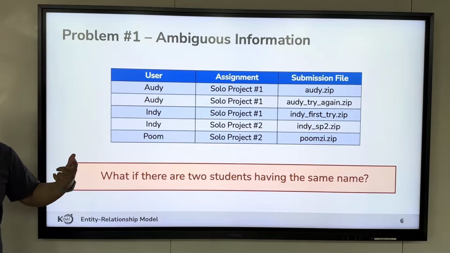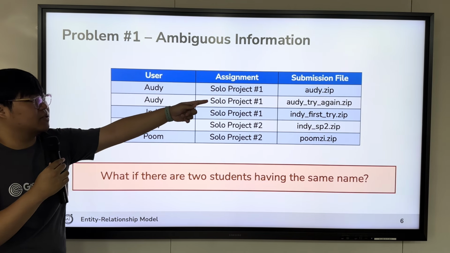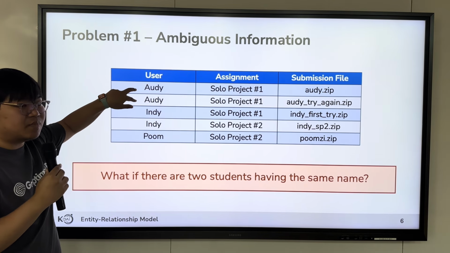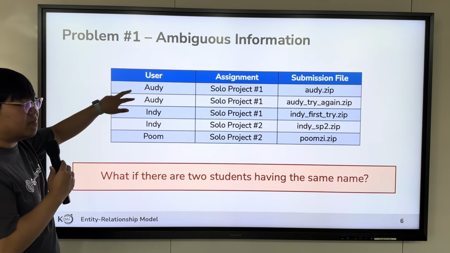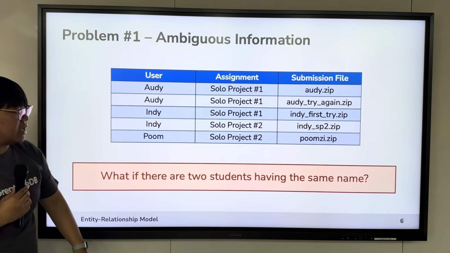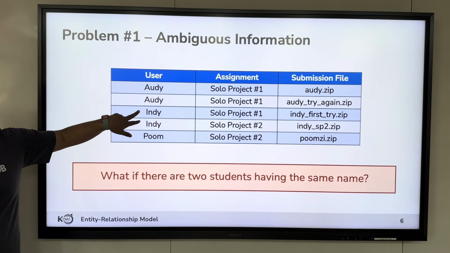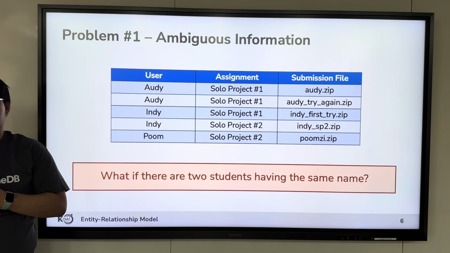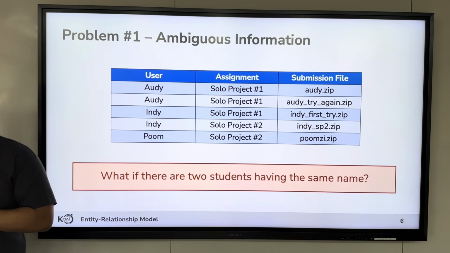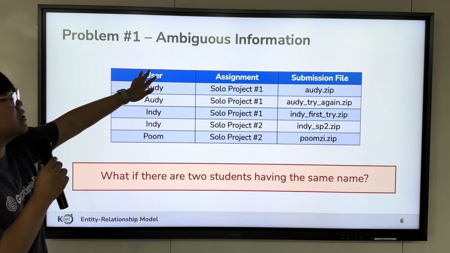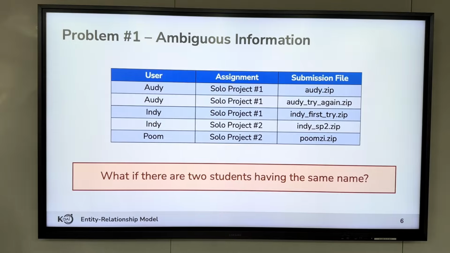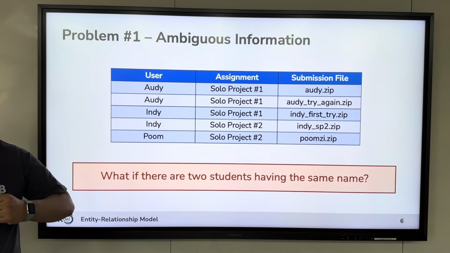Everyone is Audi. The first Audi submits solo project 1. The second Audi submits solo project 2. These two Audis may be the same Audi, or they may be different. How do we know? Like these two Indies may be the same Indie, or one may be Indie and the other is another Indie. This is what I call the ambiguous information problem. And this problem occurs if the design of your database schema is not good.